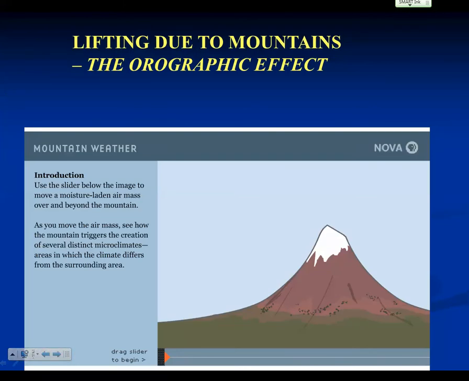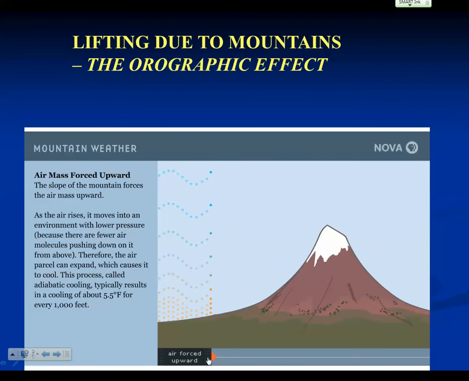And the third thing that can lift this air up, of course, are mountains. This is called the orographic effect. What we can do here is drag this little slider, and you can see the air moving has to go over the mountain. It can't go through the mountain.